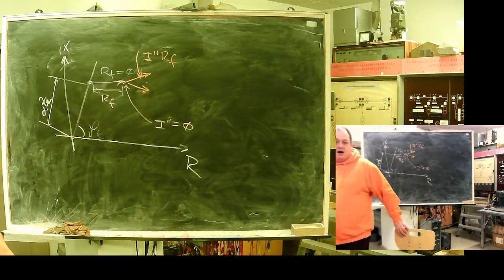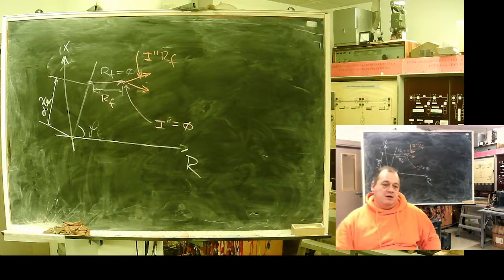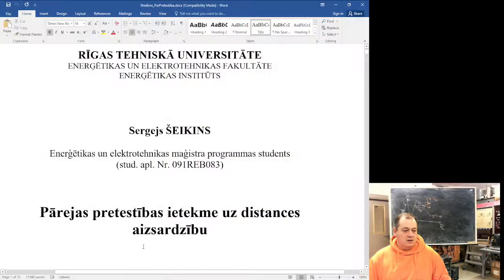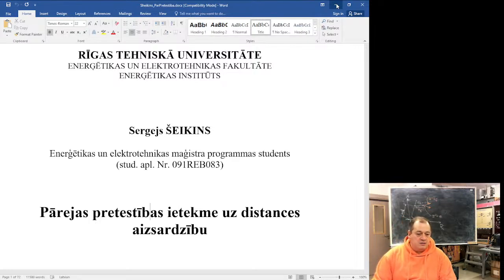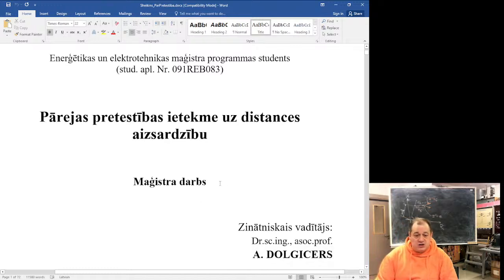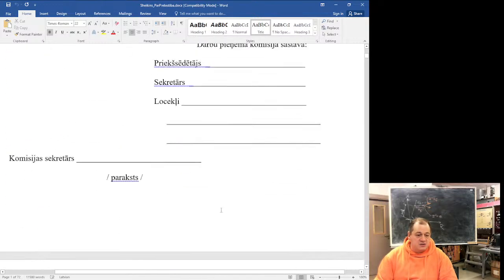I would like to show one good research. One of my students, it's a master thesis of Sergei Sheikin. It's called Transient Resistance Influence on Distance Protection. 10 years ago, this thesis was defended.